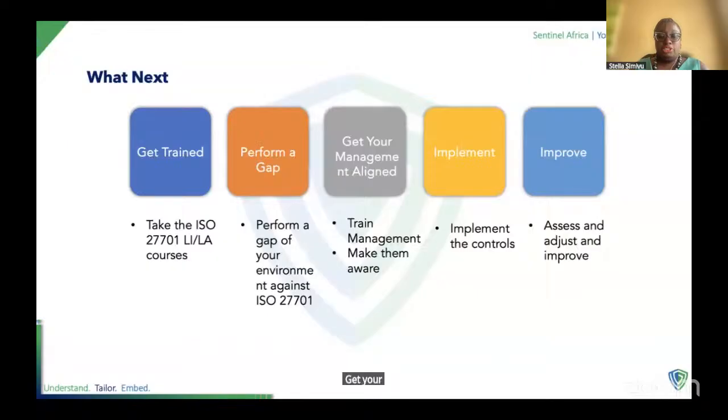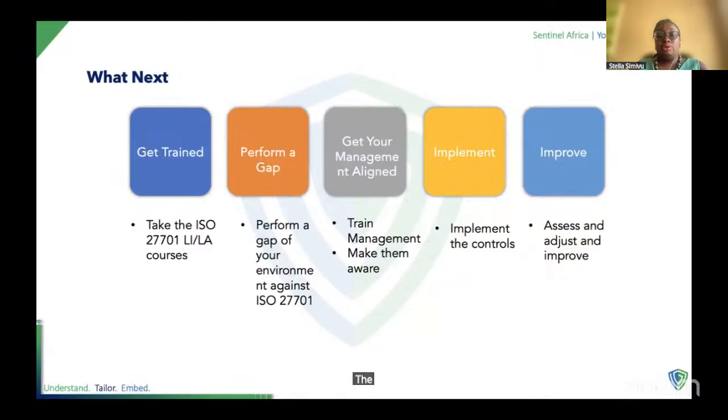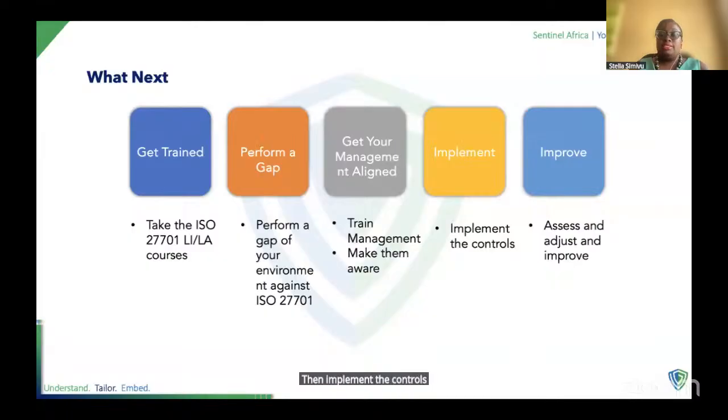Get your management trained and aligned. If you don't have an aligned management, it is very unfortunate, you will not get anywhere, because management gives you resources, the mandate, and the governance structure. So if your management is not aligned, it's very hard to implement. Then implement the controls and then take on a mindset of continual improvement.